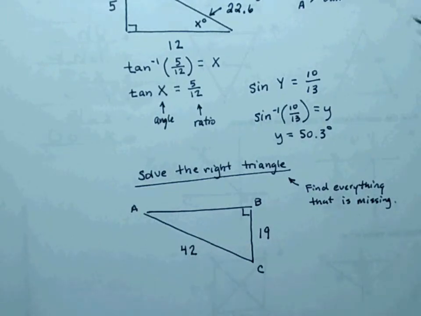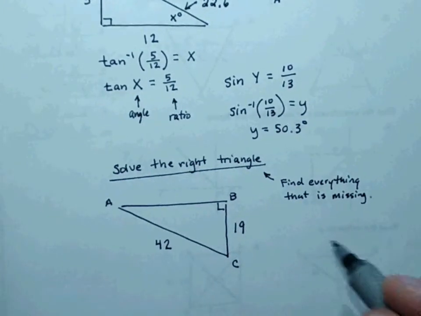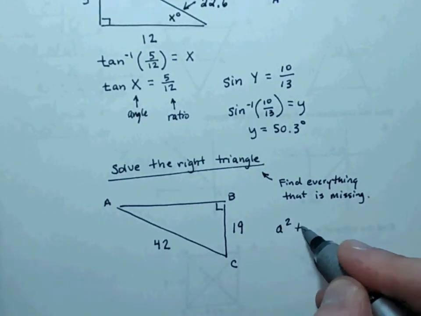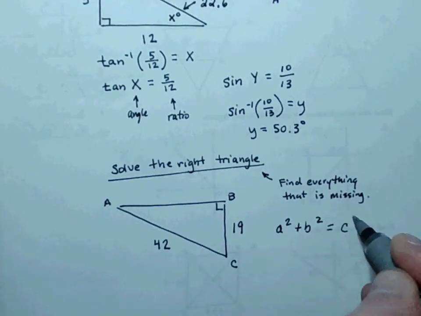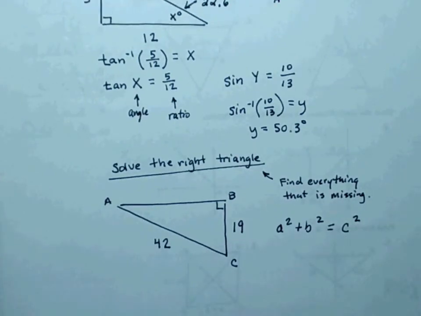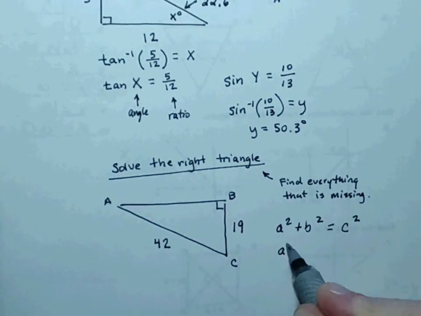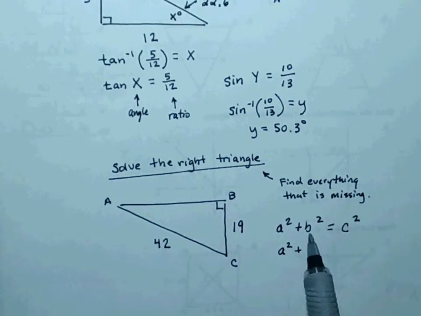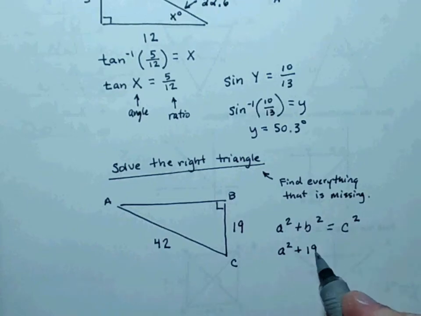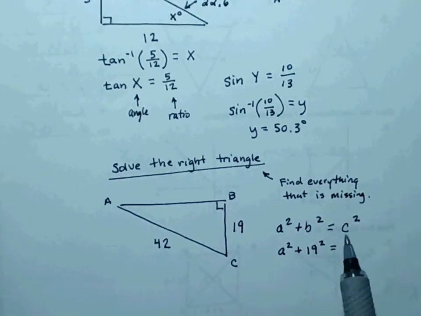We're not going to use sine, cosine, and tangent. You've heard me say this before. How do you find the missing side of a right triangle? If we're looking for the missing side of a right triangle, we're going to use the Pythagorean theorem. A squared plus B squared equals C squared. So we'll say that AB is our A value. That's what we're looking for. B is going to be 19, and C, our hypotenuse, is going to be 42.